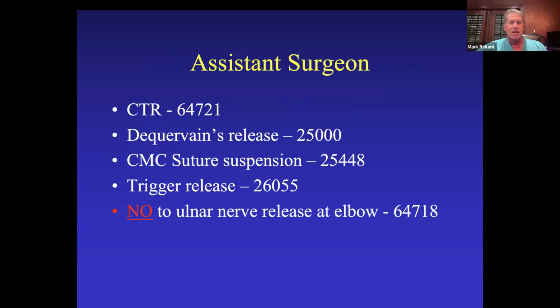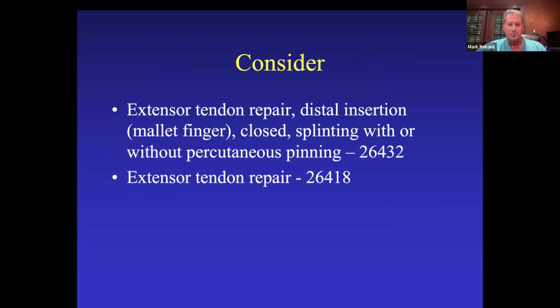Quite nice. Other things that have assistant surgeon fees, although it cannot be done in the office, are these that we commonly see: carpal tunnel, de Quervain's, thumb CMC suture suspension plasty, trigger releases. Interestingly, an ulnar nerve release at the elbow does not have an assistant surgeon fee permissible. Interesting. I don't know why.